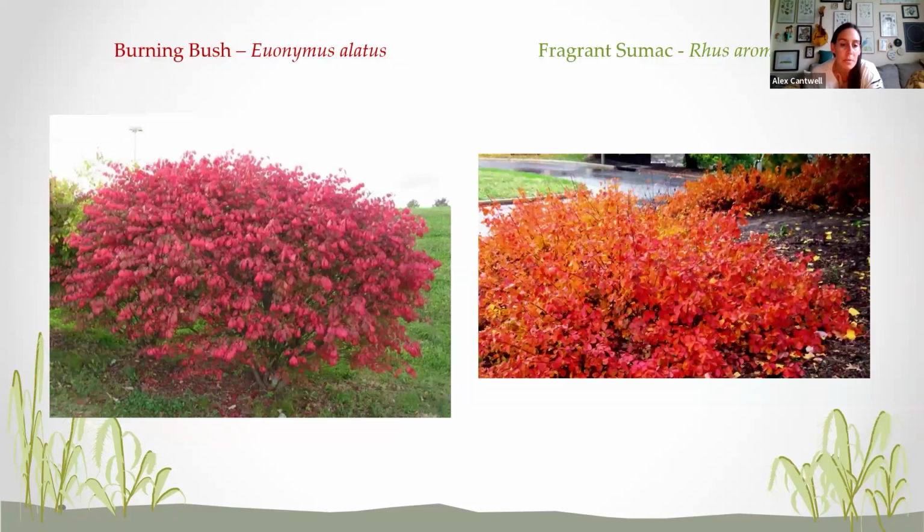Burning bush, this is another one people like for the color, and it's just tough as nails. Again, another one of those what I call parking lot plants, where it's just put in a bed with terrible soil and high heat, full sun. I like to introduce folks to fragrant sumac. It's a little lower, but it's got vivid color, and I really like that plant, so I'd love to see it more commonly in the landscape.